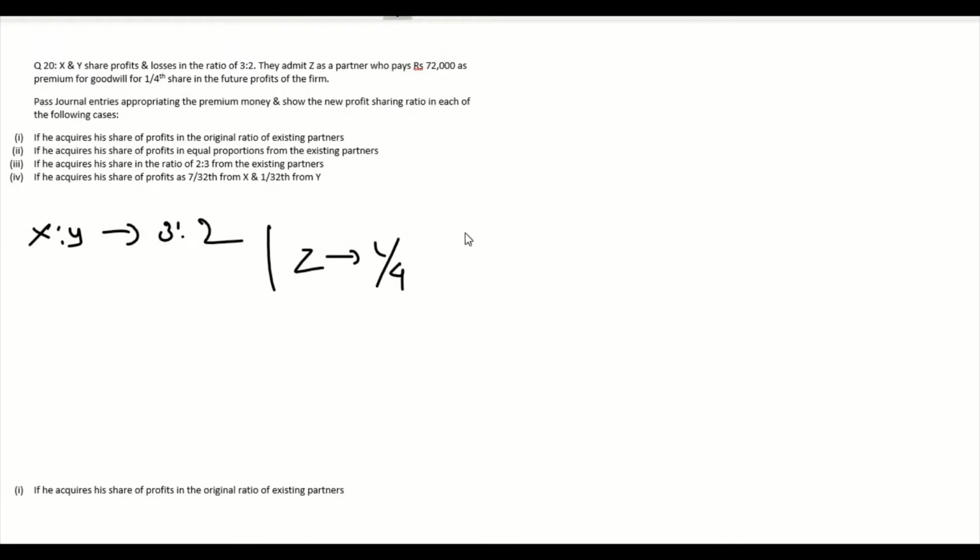Okay, and he pays a goodwill of 72,000. And we have the first case, if he acquires his share of profit in the original ratio of the existing partners. So original ratio of the existing partners is 3:2. Okay, now we will calculate this.